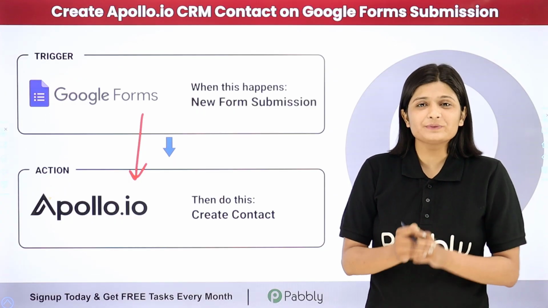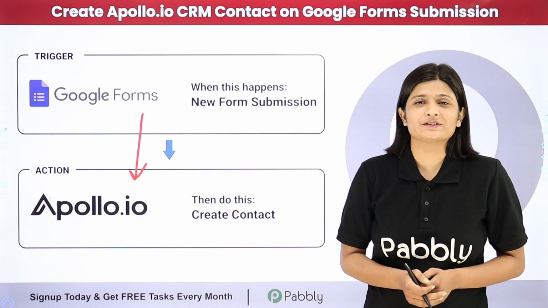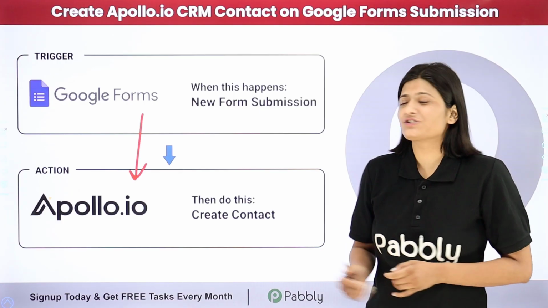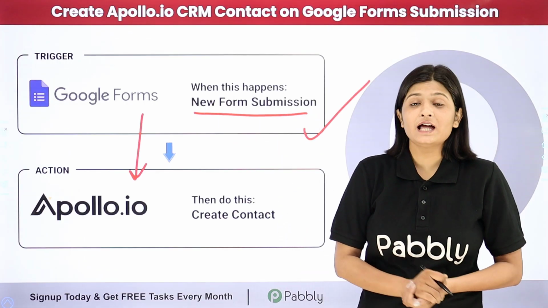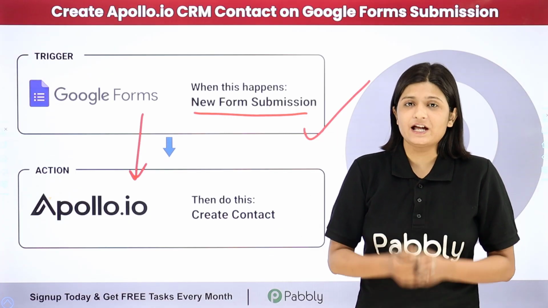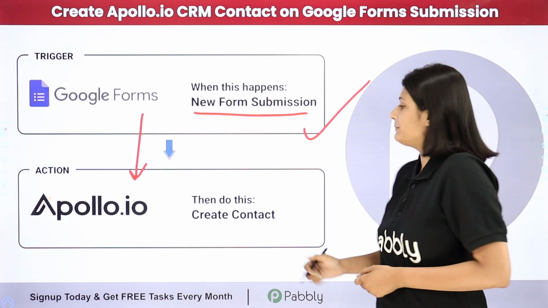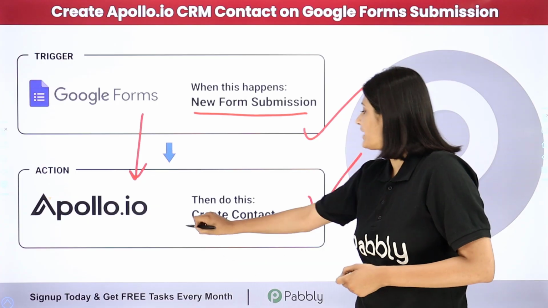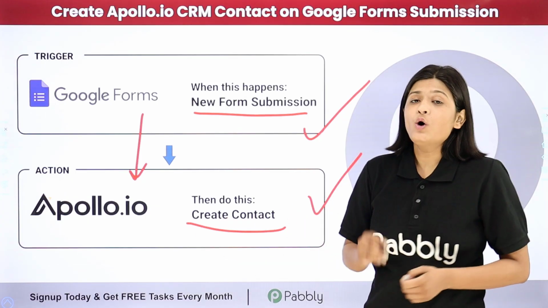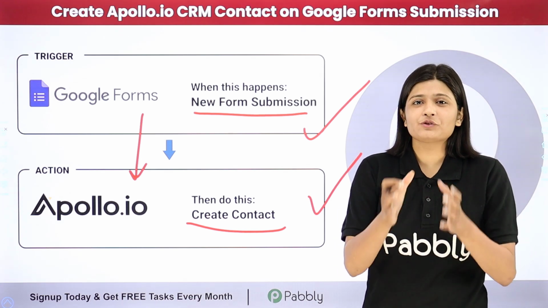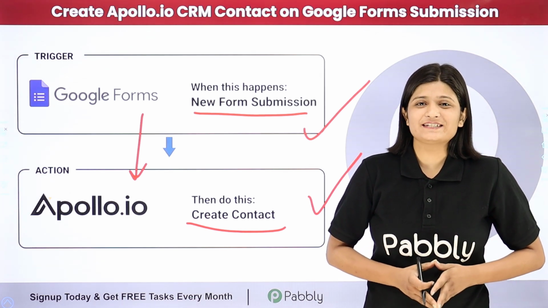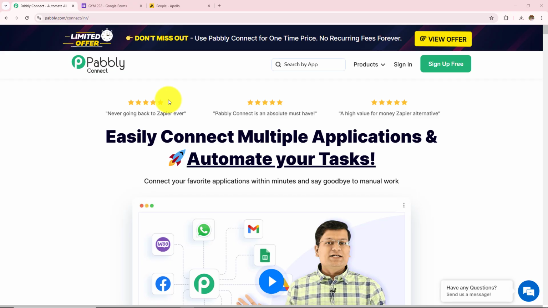Pabbly Connect runs on two principles, which are trigger and action. Here, as my trigger application, I am going to take Google Forms, from where I will receive a new form submission, and this complete workflow will get triggered. And then in my action application, I am going to take Apollo.io, where this contact will be created automatically as soon as the new form submission happens. If you want to learn this amazing automation step by step, then let me take you to my screen.